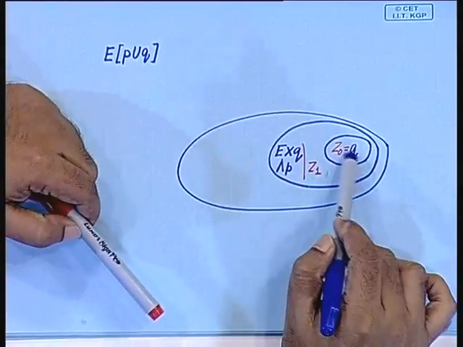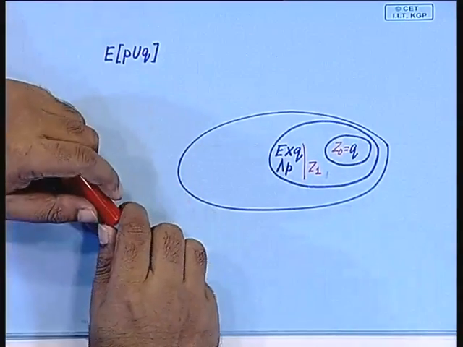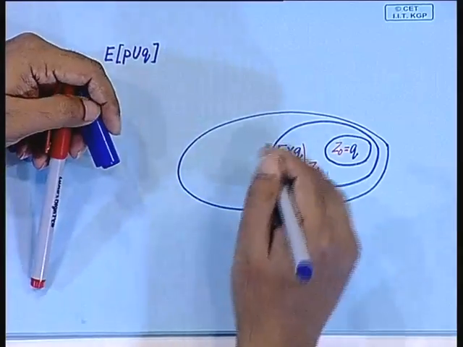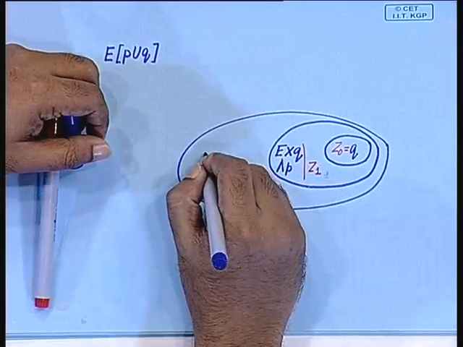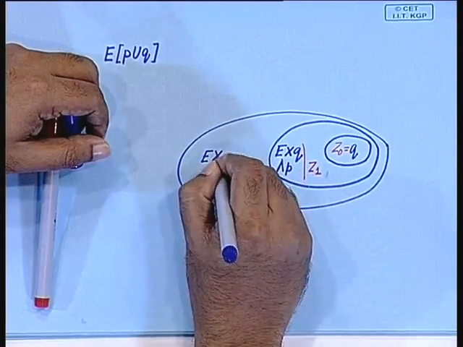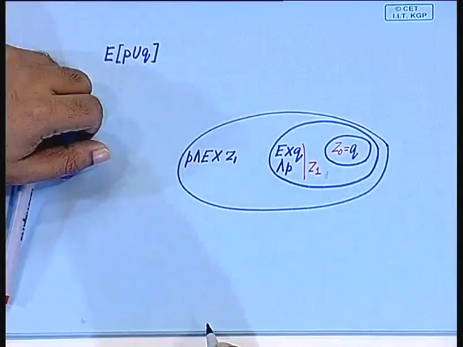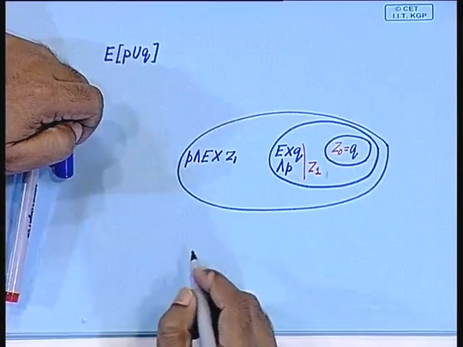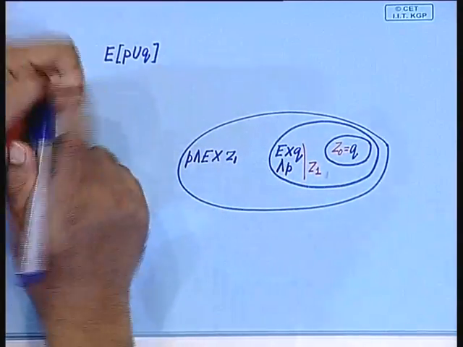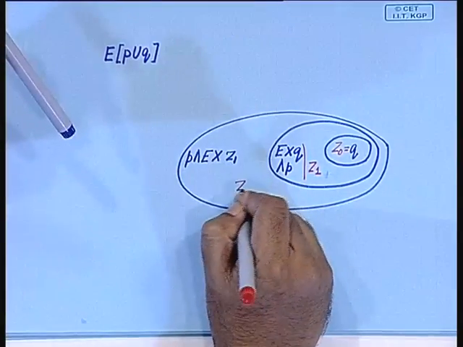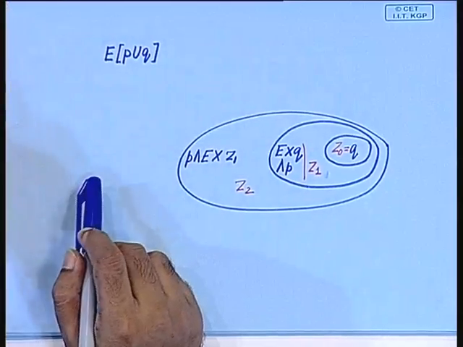So all those states which satisfy Q are already in this. Then the next one is that if you have this set of states, then basically what we need is EX Z1 and intersection of P with them, union this whole stuff. So that is our Z2. And we go on in this way until we reach a fixed point.